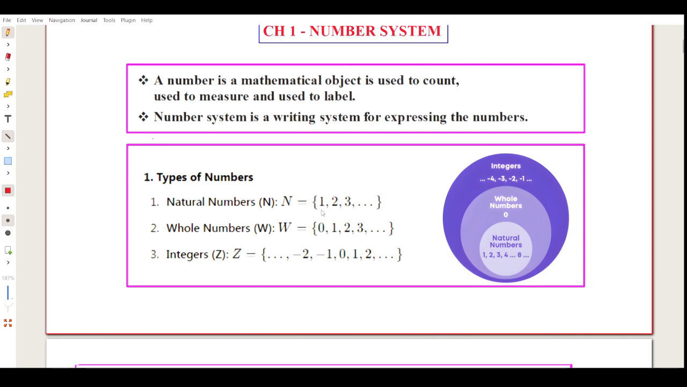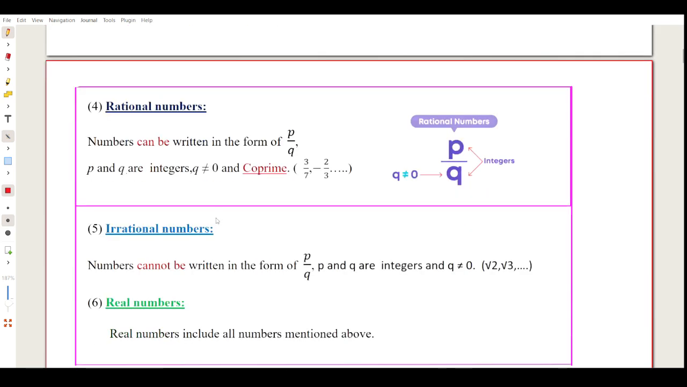Natural numbers start from 1, 2, 3. If you include 0, it becomes whole numbers. If you include negative numbers, it becomes integers. Integers are denoted by Z. Z comes from Zahlen, which means to count. Right, so next one is rational numbers.